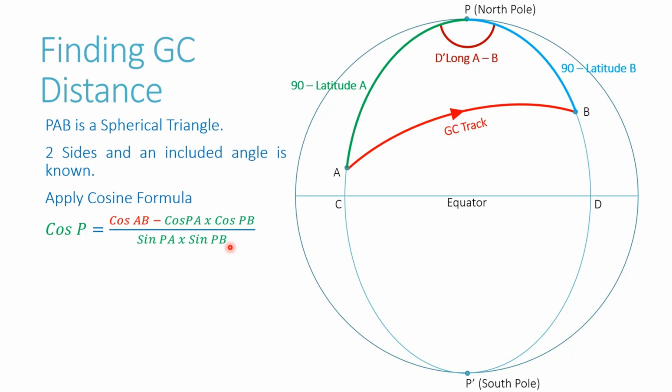So if you look carefully in this formula, we know what is angle P. It is the D long between A and B, both the longitudes being available to us. The D long is known.